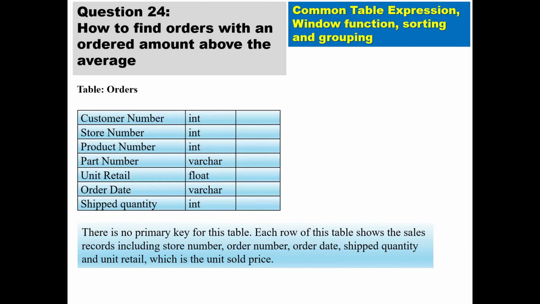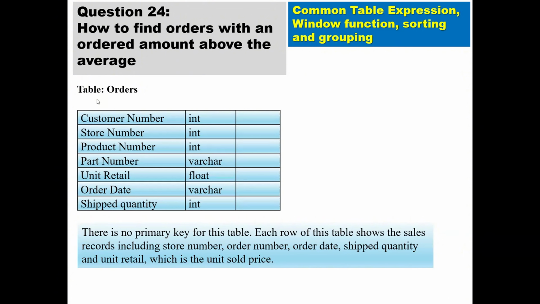In today's video, we'll explore question 24, how to find orders with an ordered amount above the average. This is a great example of how you can use SQL to analyze performance by comparing individual order values to the overall average. Let's jump in.